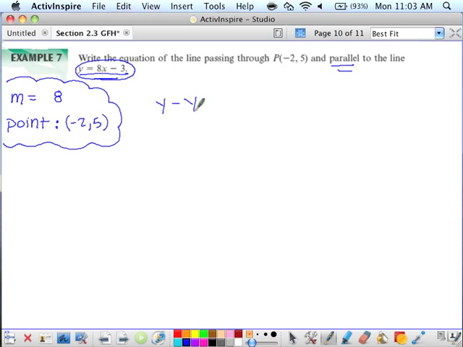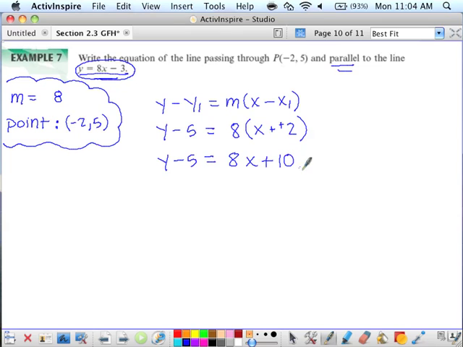Y minus y1 equals m, in parentheses, x minus x1. And then just substitute in the points you were given, y minus 5 equals m. We decided that needed to be 8 so that it would remain parallel to y equals 8x minus 3, parentheses, x minus negative 2. Well, minus negative 2 really is plus positive 2. So really we have y minus 5 equals 8 times x plus 2. So y minus 5 equals 8x plus 16.